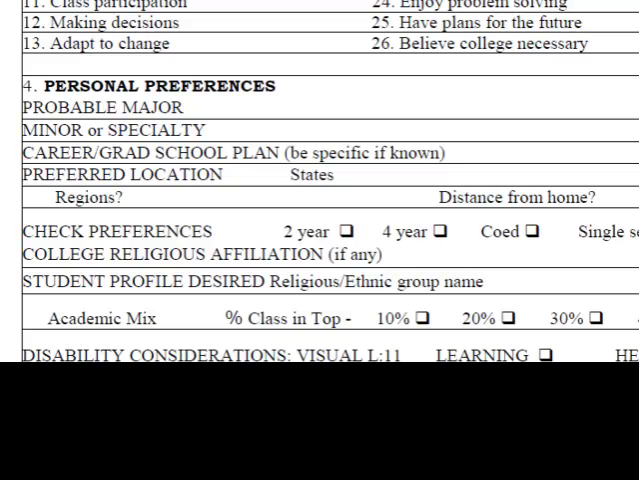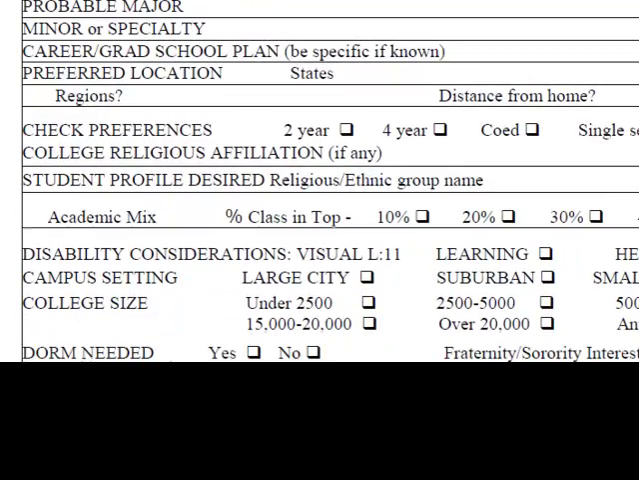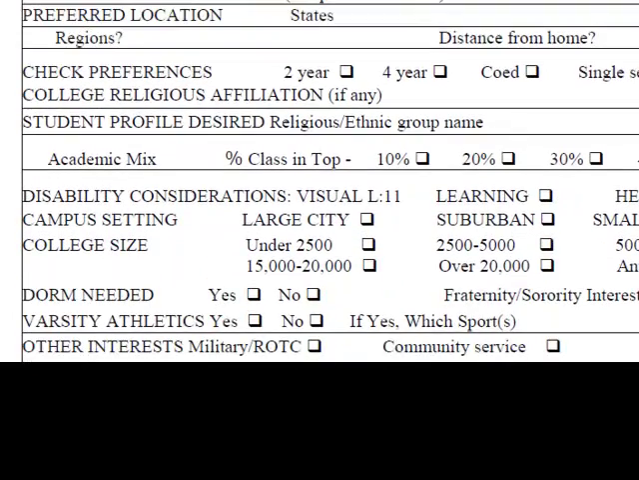Then in the next section, do your preferences, whether you want to go to a 2-year or 4-year school, and some of the other things that you might like in a college. Sometimes you're not really sure and won't know some of these things. Part of this process of just doing this form is to get you thinking a little bit, because these are things that you're going to have to deal with as you go along.